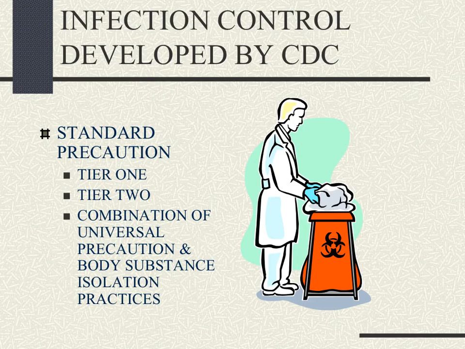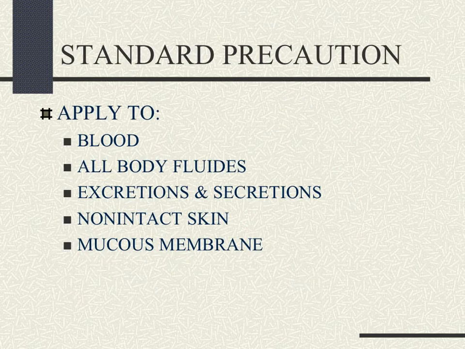We're going to talk about the infection control practices developed by the Center for Disease Control, or the CDC. And we're going to talk about standard precautions, Tier 1, Tier 2, and the combination of universal precautions and body substance isolation practices. Standard precautions are intended to be applied to the care of all patients in all healthcare settings, regardless of suspected or confirmed presence of infectious agents.